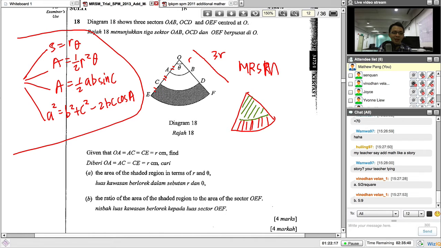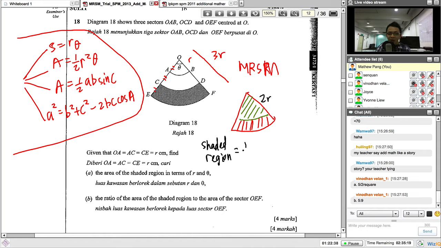Alright, if you understand this, it will be quite simple. So this one over here will be 2R, so the whole thing is 3R. So the formula for sector. So I'm going to straight away do the shaded region.